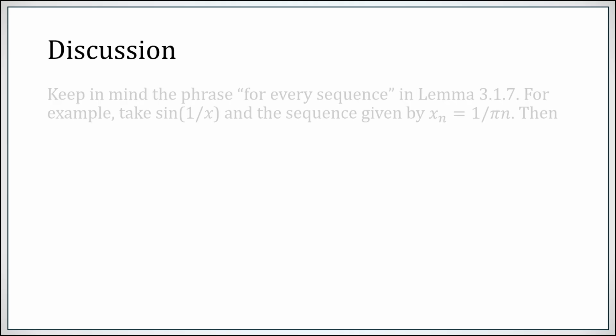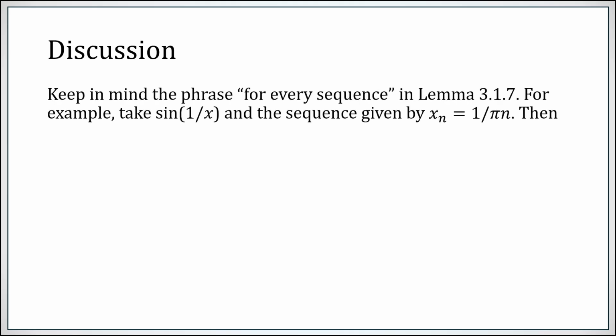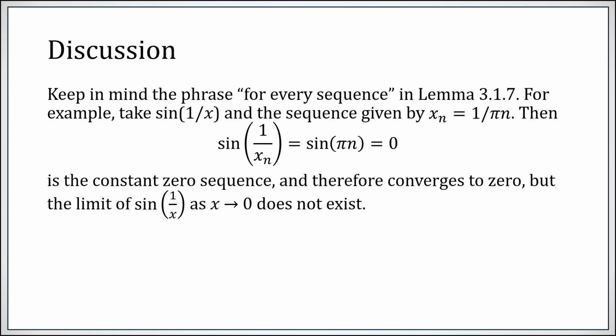One thing that's important: in that previous lemma, there was a phrase "for every sequence," and that's important to keep at the forefront. If you took the sequence x_n = 1 over pi n instead of 1 over (pi over 2 plus pi n), then you would just get the constant sequence 0 being spit out. In that case, you would think maybe the function does have a limit and the limit is 0. But just because one particular sequence in the domain converging to 0 had a corresponding sequence in the range converging to something doesn't mean anything.